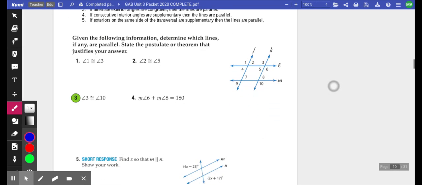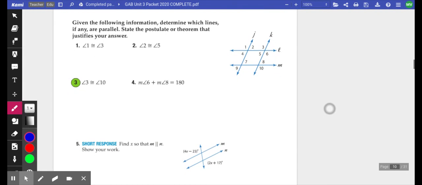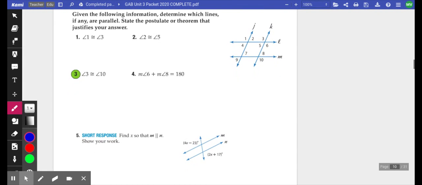So I want you to try numbers 1 through 5 right now. For 1 through 4, you're going to figure out which lines we can say are parallel. And then number 5, you're going to show work to find X so that M is parallel to N. So pause, try these 5, and then come back.